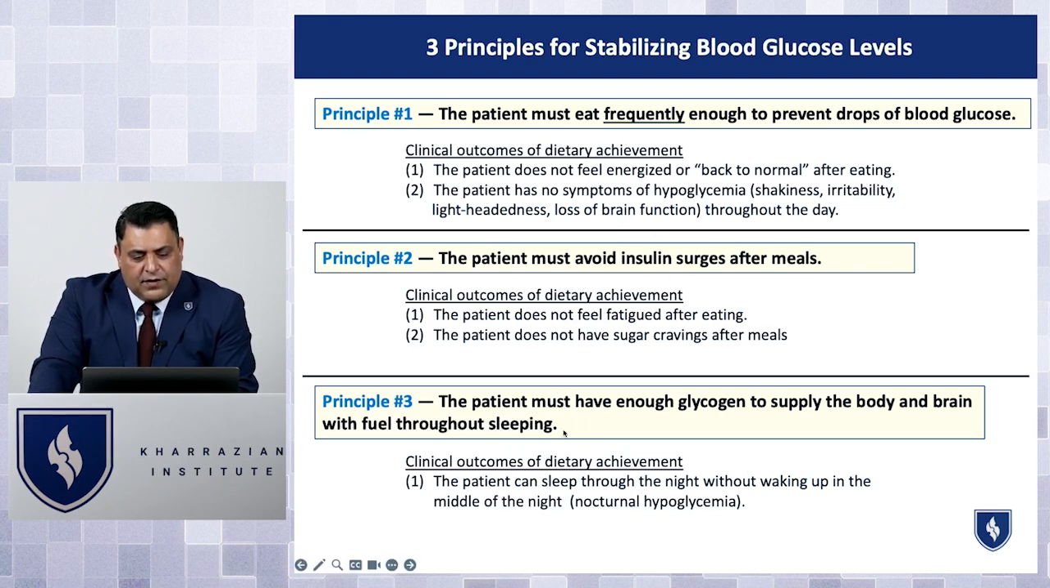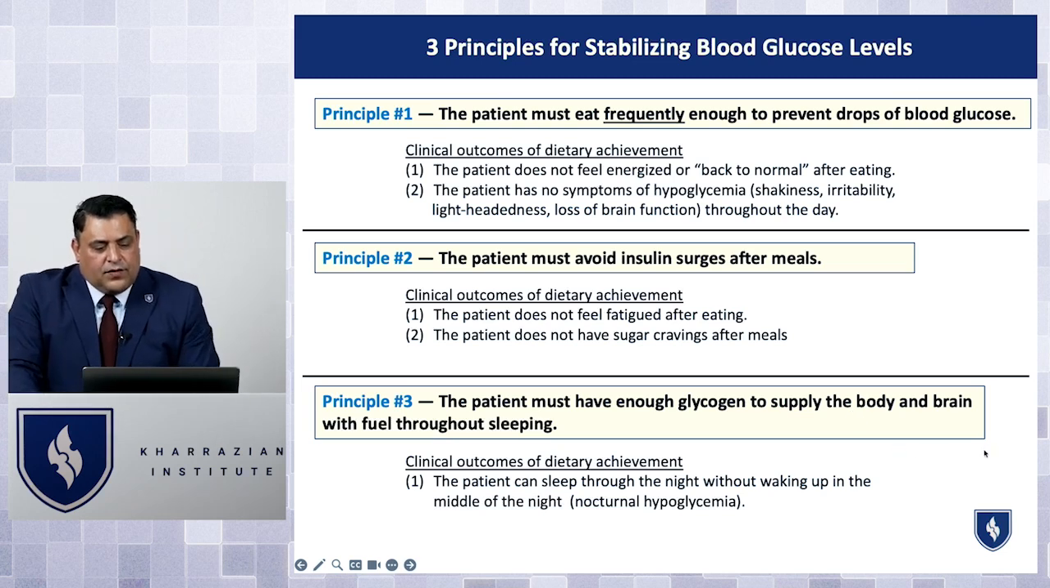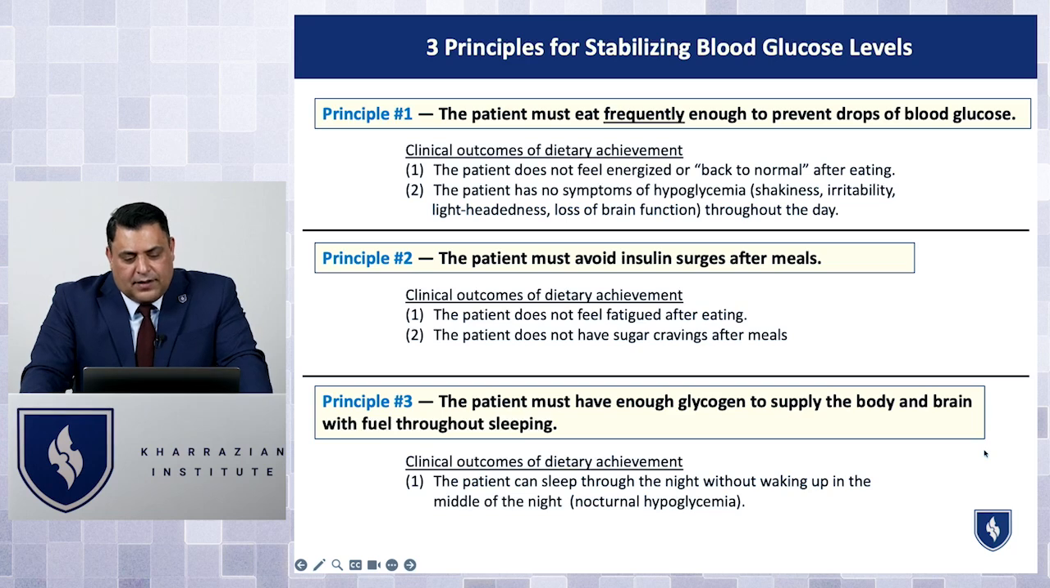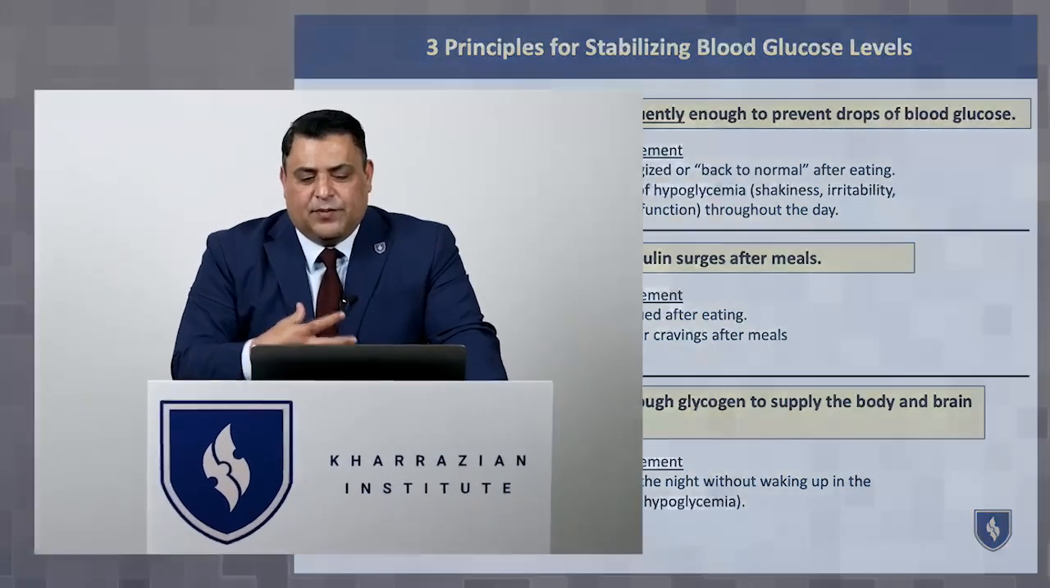And the third thing is the patient must have enough glycogen to supply the body and brain with fuel through its sleeping. So it's also critical that the patient is able to sleep through the night without waking up in the middle of the night. A lot of times when people miss too many meals or have simple sugars, they don't have enough glycogen build up. When a person goes to sleep, they use about 60% of their glycogen reserves. But if they don't have the glycogen there, then the adrenal glands release epinephrine, norepinephrine, that wakes them up, and that can lead to some problems.